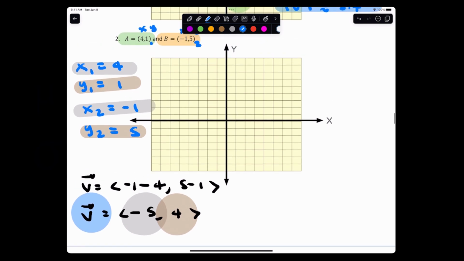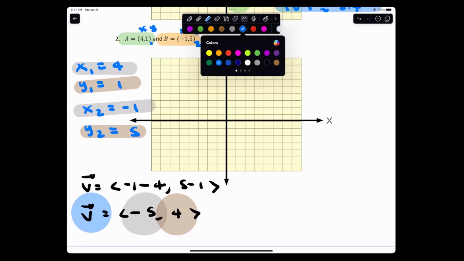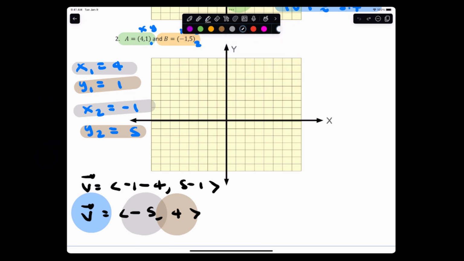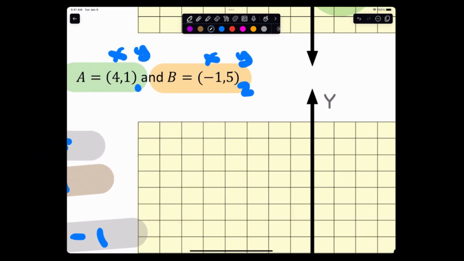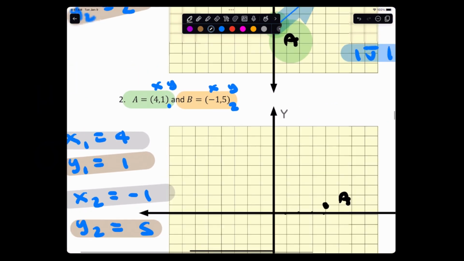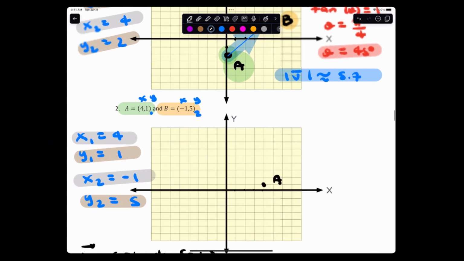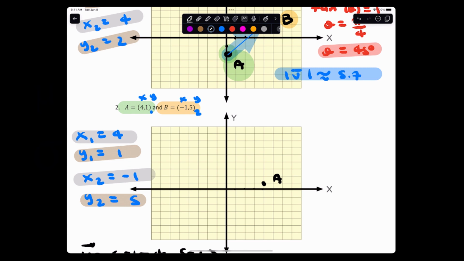So if you're to plot these values, let's plot them. 4, 1 now. You can see that's to the right. If we get a pencil here: 1, 2, 3, 4. 4, 1. Here's the location of A. Here's that first point, 4, 1. That's A, the initial point. B is -1, 5. That means I go to the left 1 and go up 5. So here's B. So when you draw the vector, it looks like this.